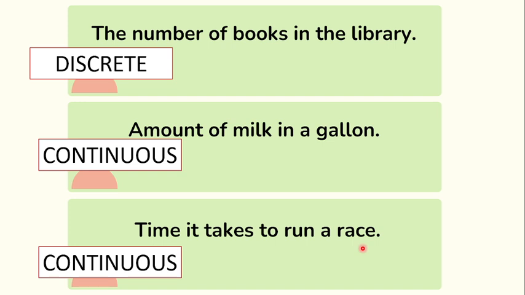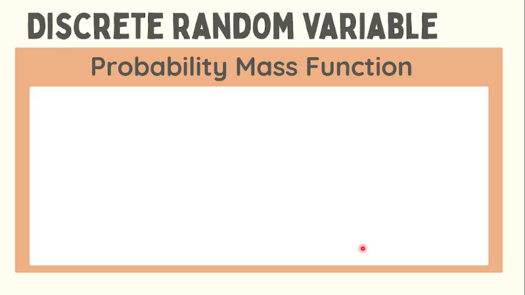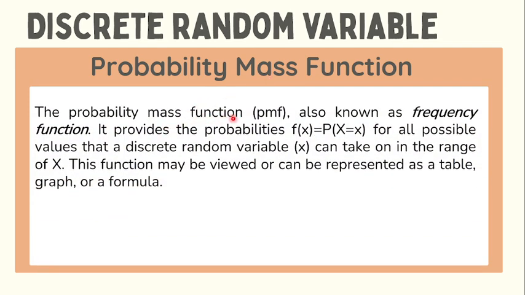So class, every random variable is associated with a probability distribution that describes, again, the variable completely. Now, to describe daw yung discrete random variables natin, it uses a probability mass function or PMF. Ano nga ba yung PMF? So, the probability mass function, also known as frequency function.